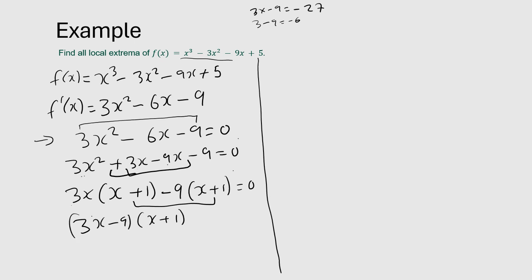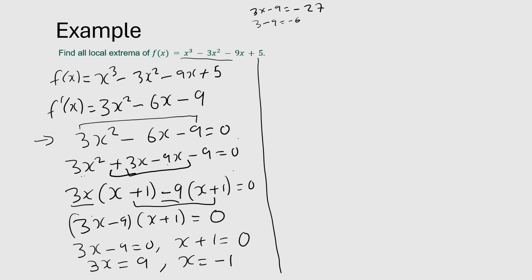I take those outside, 3x and minus 9, and put them in a bracket, and take only one of these two brackets and say equal to 0. So this implies that 3x minus 9 equals 0 and x plus 1 equals 0. From here, if I want to solve this, I can add 9 to both sides so that I get 3x equal to 9, or x equal to minus 1.